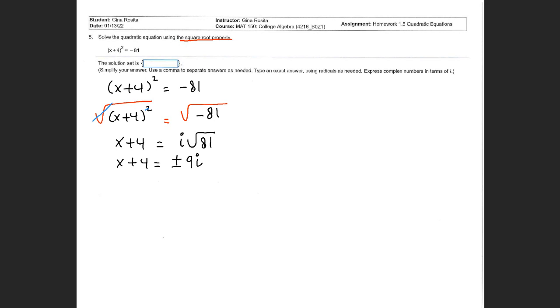Okay, so now we can solve. Move positive 4 to the right side, and it becomes negative. So I can put x equals negative 4 plus or minus 9i.